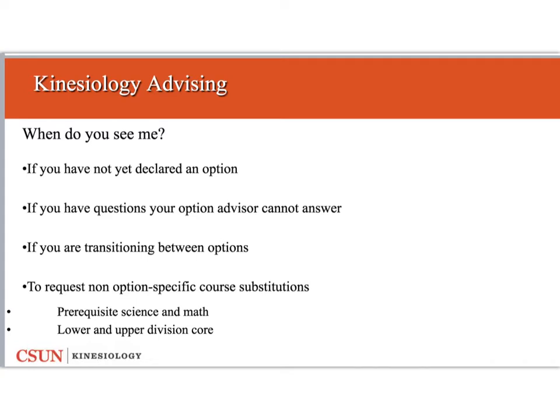If you want to sub something into your option, like an elective course that you take from a different department on campus, you need to go to your option advisor for that before the course substitutions will be approved, because they have to first be approved by the option advisor.